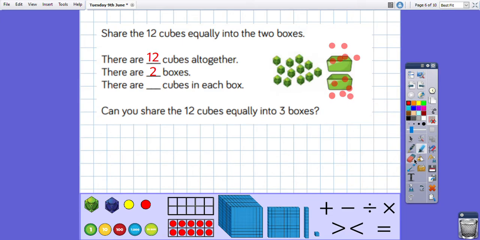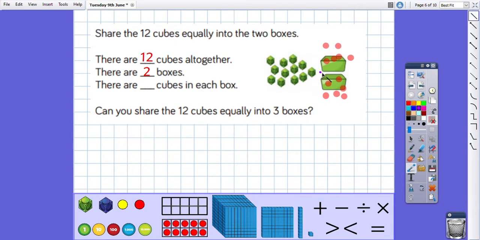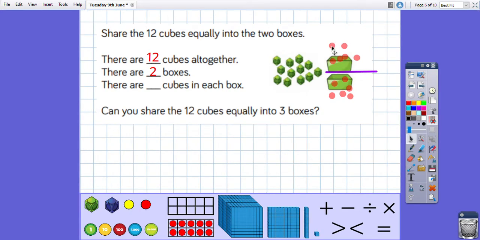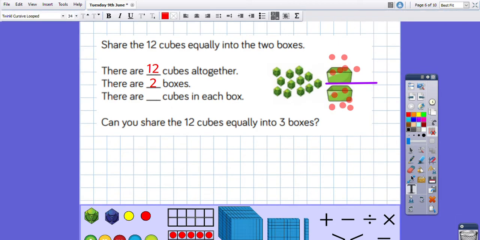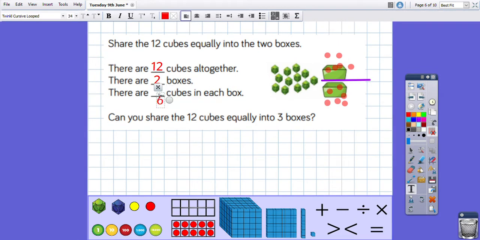I'm just going to draw a line between so you can clearly see the difference. Okay, so in the top one we've got 1, 2, 3, 4, 5, 6, and we'll just check the bottom. 1, 2, 3, 4, 5, 6. So there are 6 cubes in each box. Can you share the 12 cubes equally into 3 boxes? See if you can have a go.